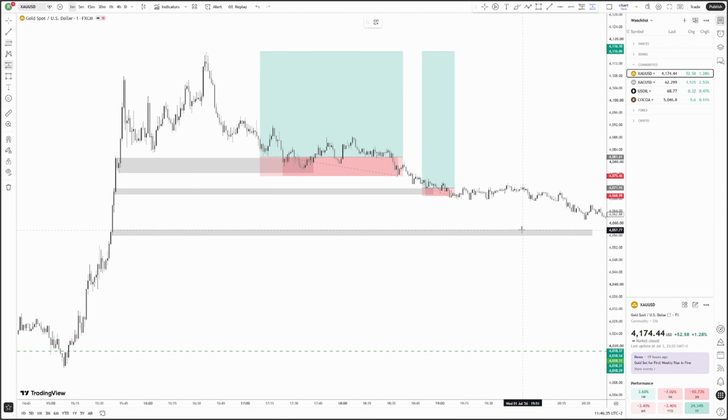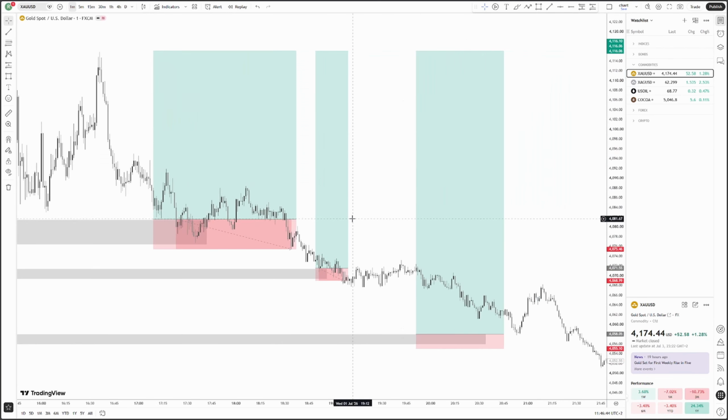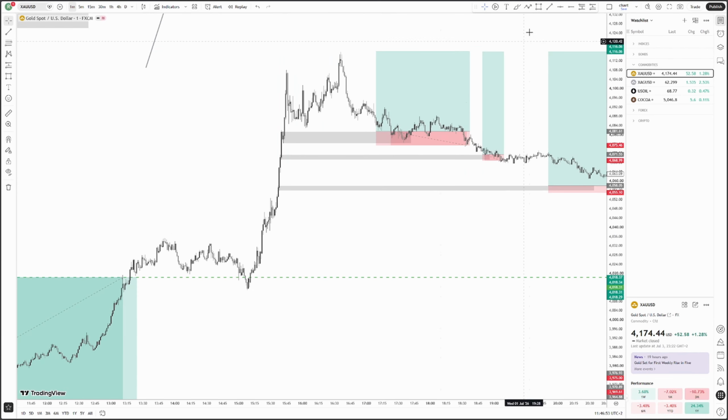Let's go down further. Set another order. Stop below the zone, targeting the high. And you get stopped out again. Then what do you do? Keep going lower.